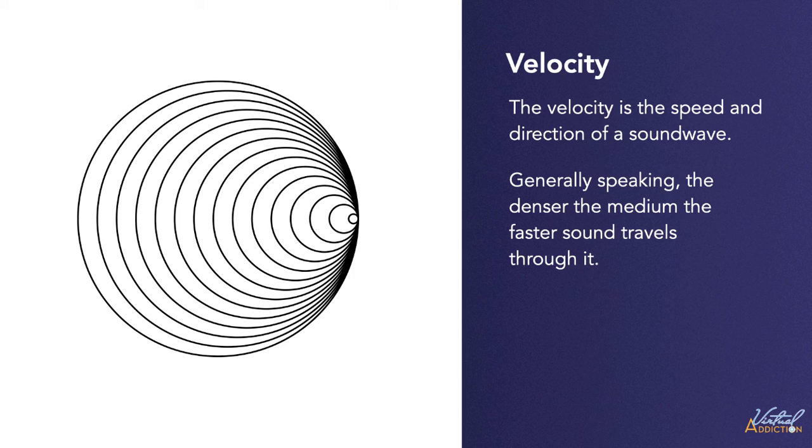Through the air, sound travels at 344 meters per second. Generally speaking, the denser the medium, the faster sound travels through it. To find the velocity of a wave, we can multiply frequency by wavelength.